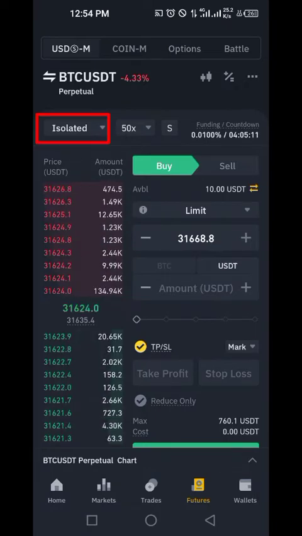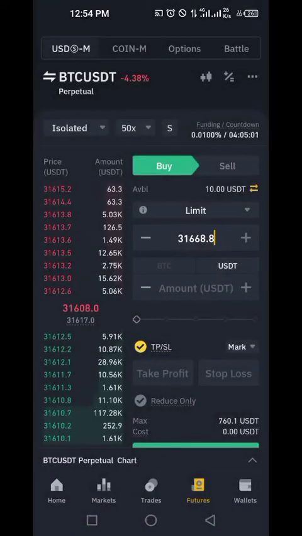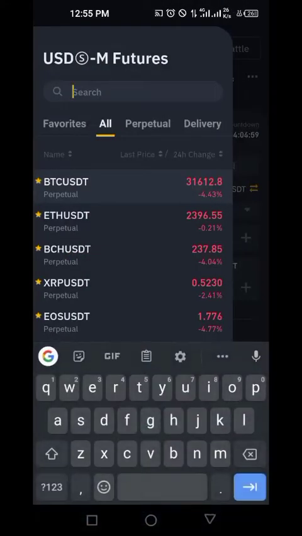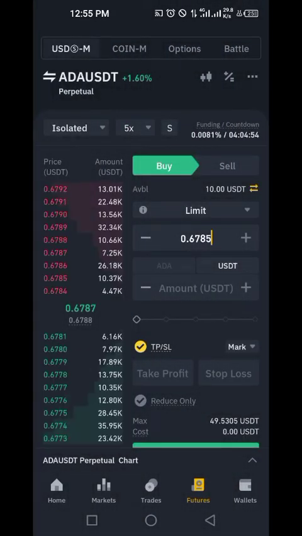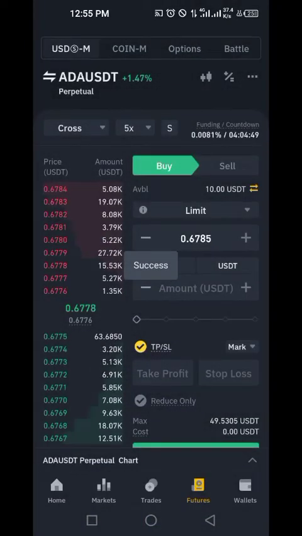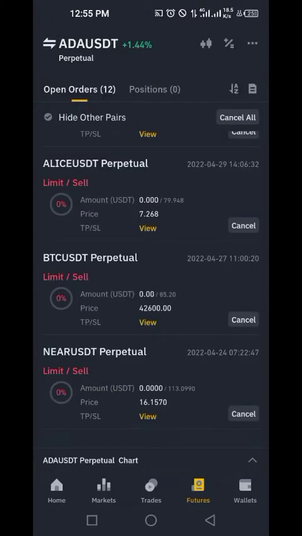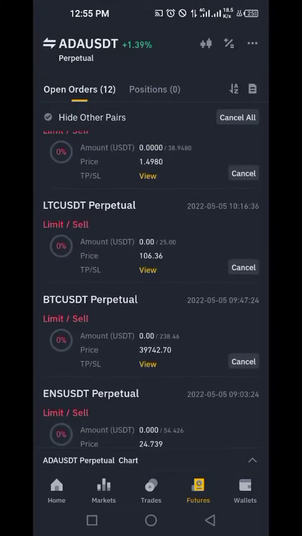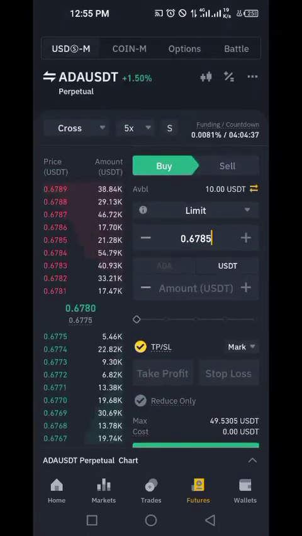Now look at this. This is cross margin. When you are on cross, okay, I can't. Let me just change it to what I'm not trading currently. So if I'm on cross, the reason why it failed was because I have some other limit orders here, about 12 of them, for some purposes I'll be explaining.